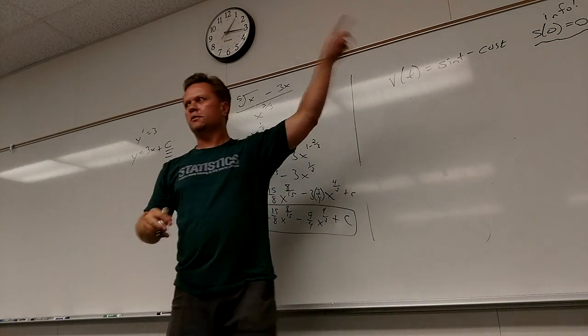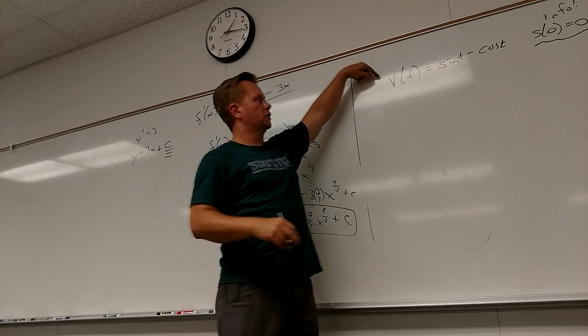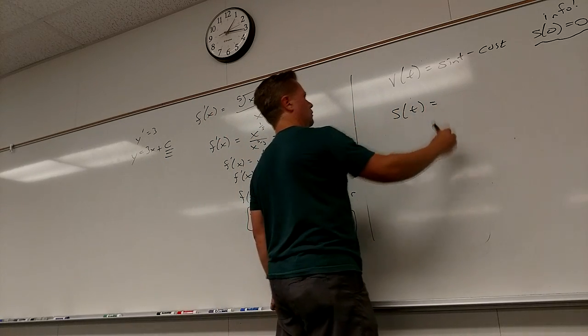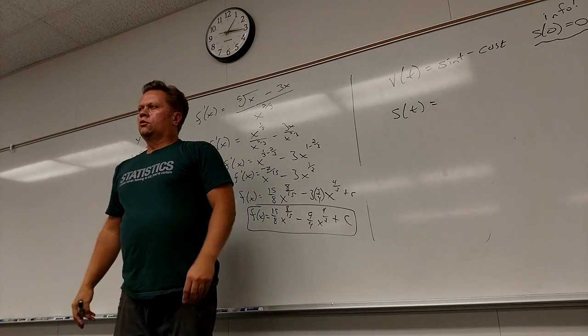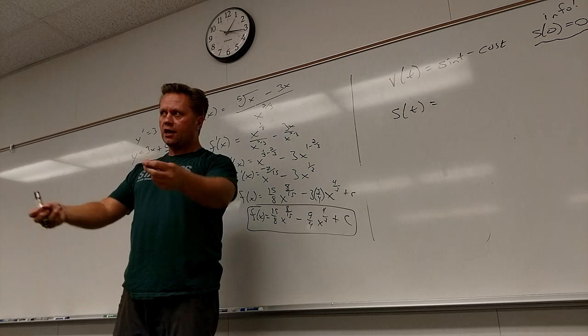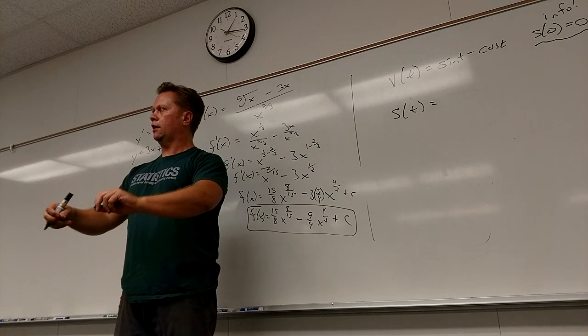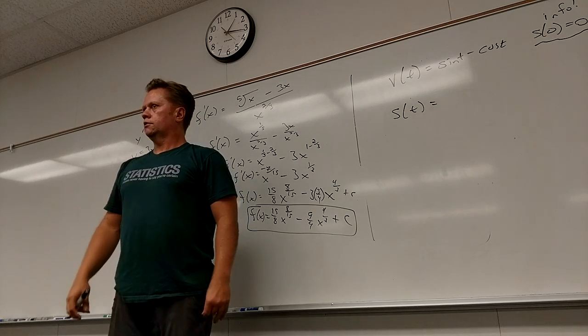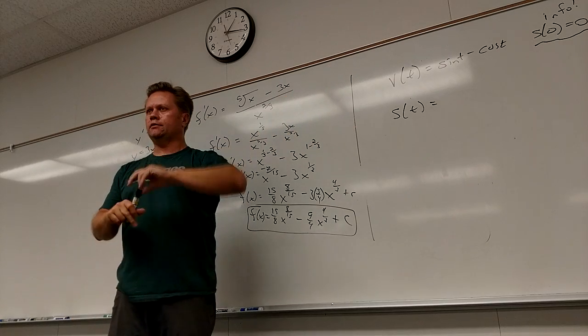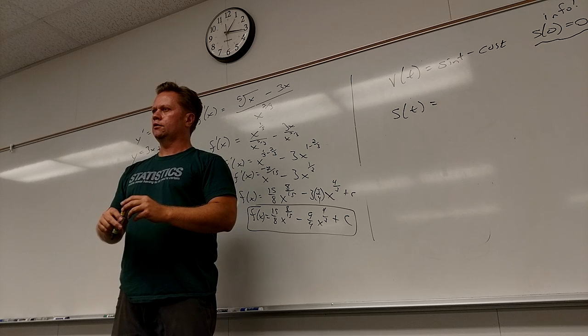So they give me some information here. I want to know what the position function is. So first step is just do like we've been doing, and then you use the information to figure out what c is. So try to find the antiderivative of that, and then figure out how to use that information I give you.